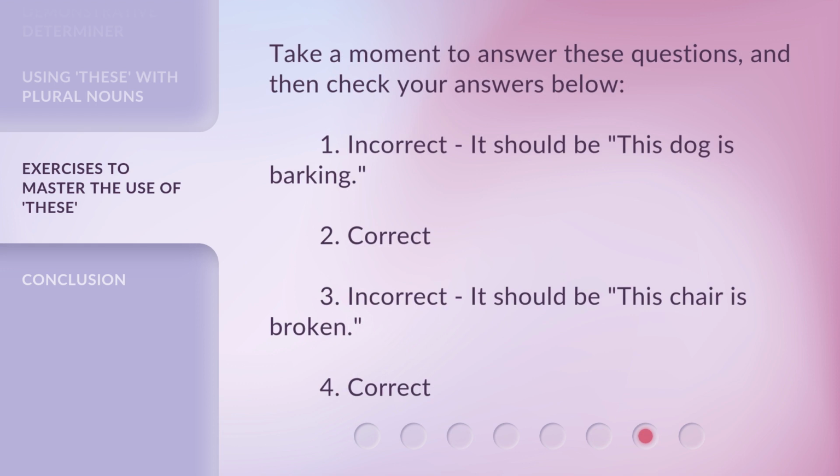1. Incorrect. It should be, "This dog is barking." 2. Correct. 3. Incorrect. It should be, "This chair is broken." 4. Correct.